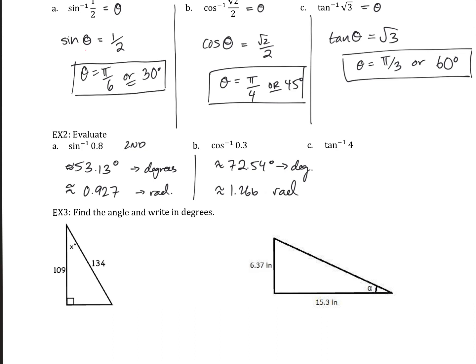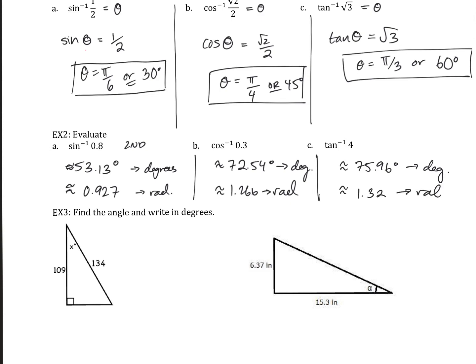Now go ahead and try to do tangent inverse by yourself. That one, once again, we are going to use a calculator for, because I could not find that using the unit circle. So that'll come out to approximately 75.96 degrees. Once again, that is in the setting of degrees. And then if I do the setting for radians, that'll be 1.32 radians.